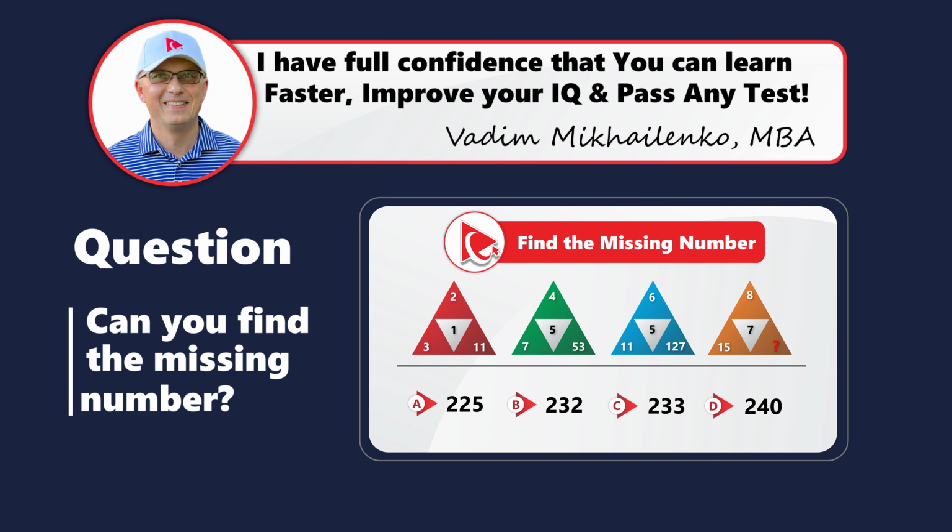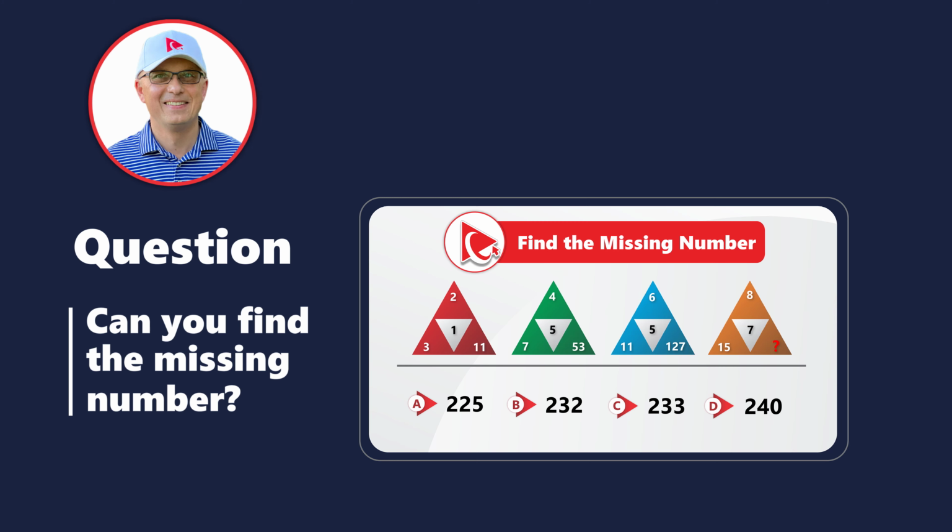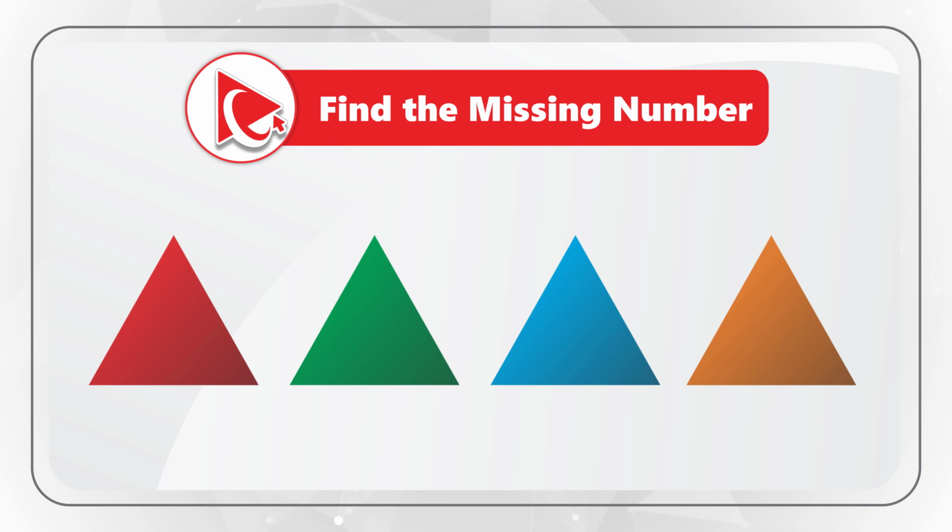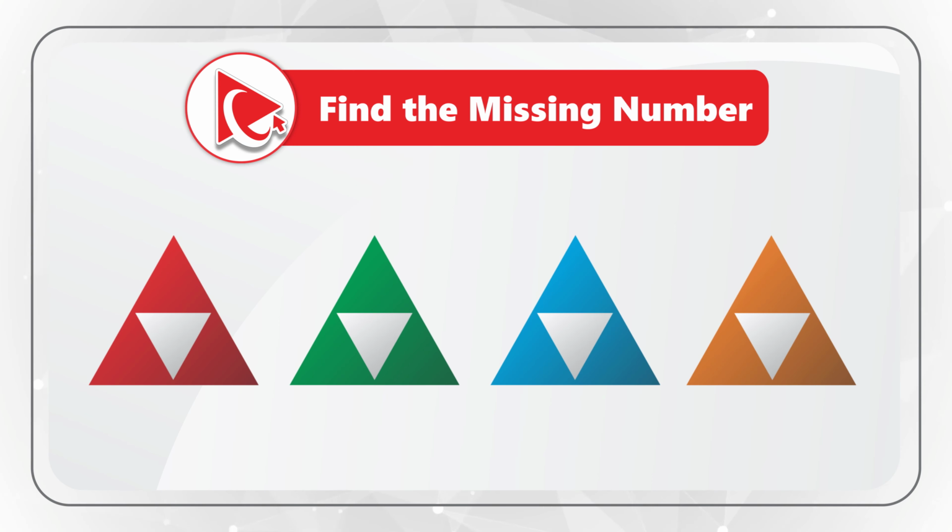Here is the famous 4-square triangle question that you frequently see on the test. You are presented with 4 triangles. In each triangle, there is a smaller triangle which breaks it down into 4 parts. Each part has a number. And in one small triangle, the number is missing.